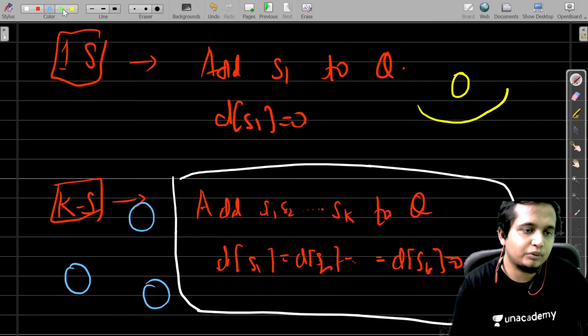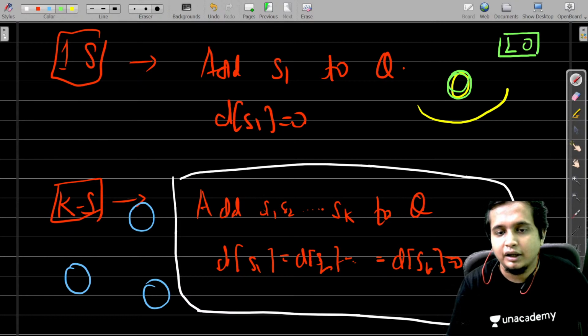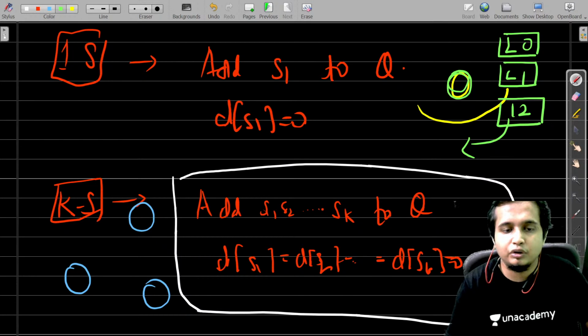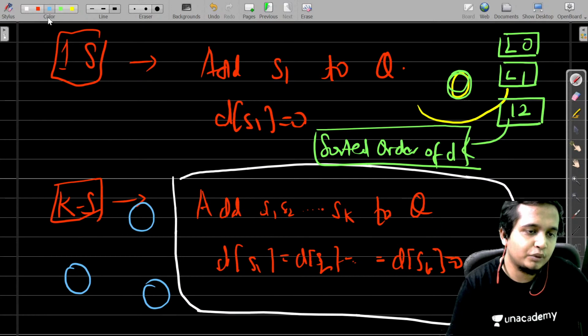suppose there was only one source node and this was the node. Then first you would traverse all of the nodes that are at distance 0. Then you traverse all of those nodes that are at distance 1. Then you would traverse all of those nodes which are at distance 2. So nodes are traversed in sorted order of distance. The same concept you apply over here.